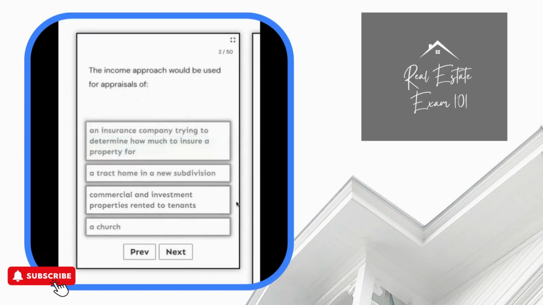So the income approach would be used for appraisals of, is it an insurance company trying to determine how much to insure a property for? No, that wouldn't be that one, right? Because an insurance company trying to determine how much to insure a property for would use the cost approach. So that wouldn't be the right answer there.